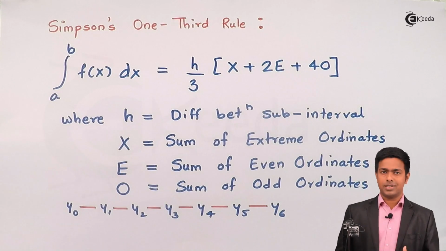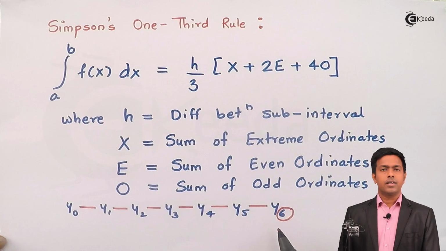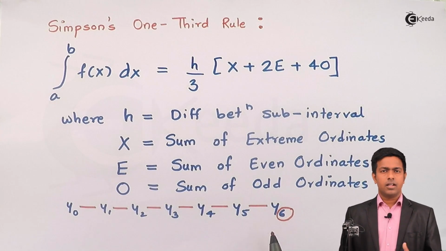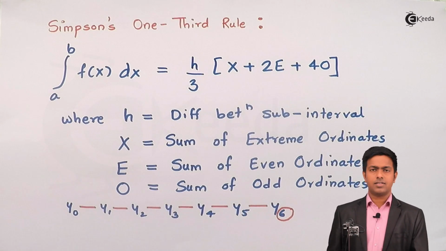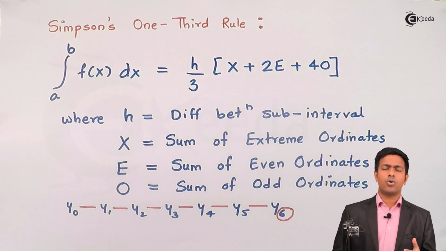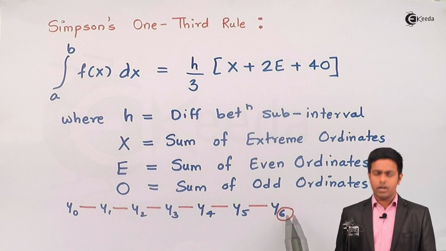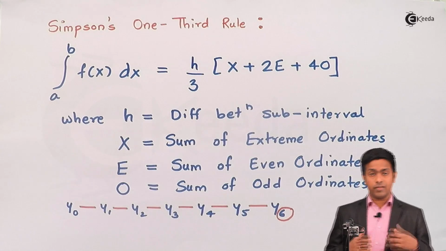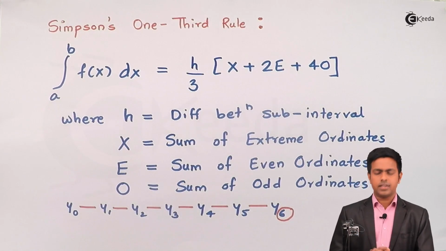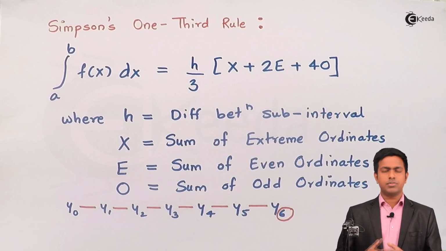Now how do we remember this? The best idea is to observe the last ordinate. If the last ordinate is even, then automatically the number of subintervals is even. So the last ordinate should be y6 or y8 or y10 or y12 and so on. We should have an even number at the end. If we have an even number of subintervals, only then can we apply Simpson's 1/3 rule. You just have to remember this condition in your mind.